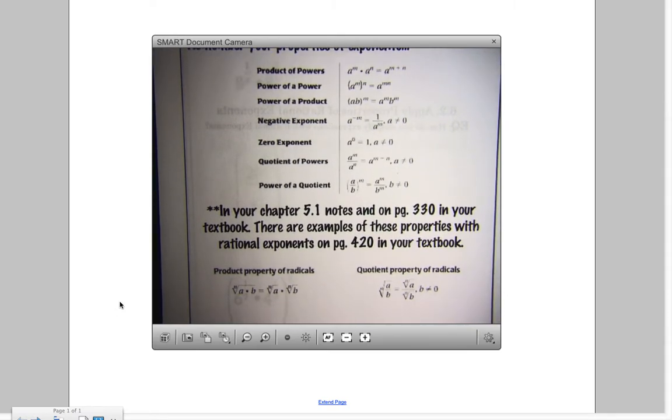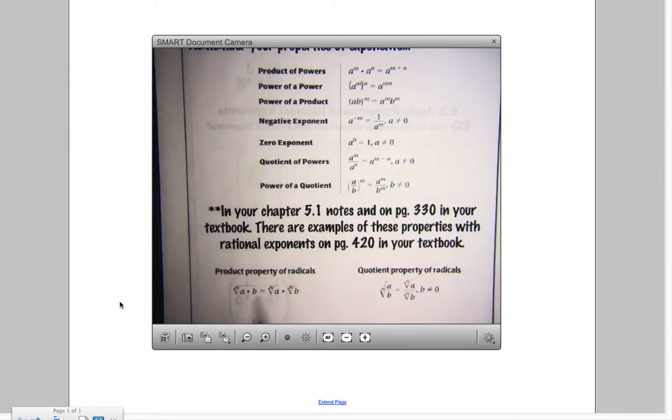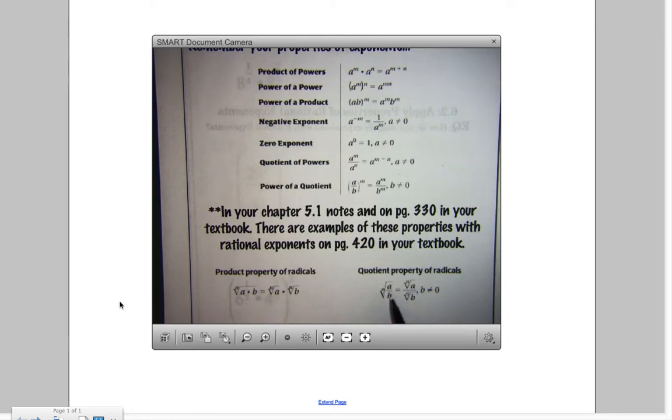We need to make sure we remember the product property and the quotient property. The product property says that if you have something under the radical, you can split it up into its two factors that are being multiplied. And then the quotient property says if you have division underneath the radicals, you can split it up into a radical in the numerator and the denominator. And we'll be doing both of those too.